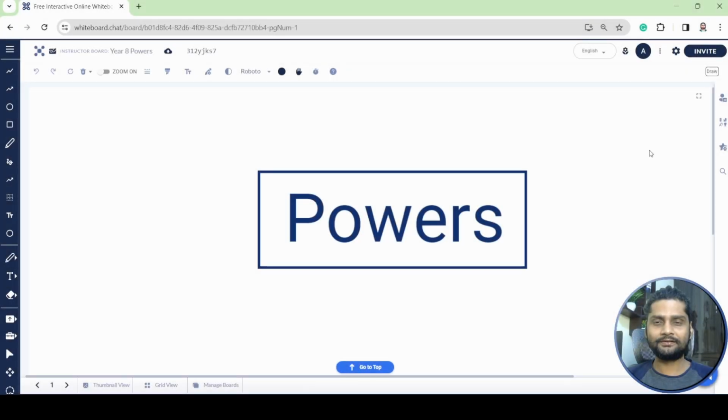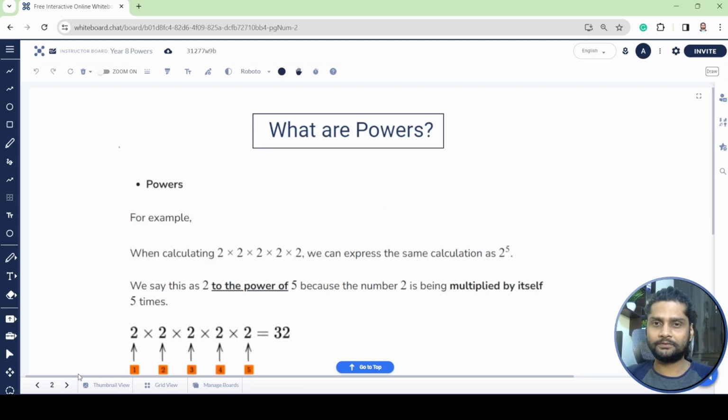Hello dear students, in this lesson we are going to talk about powers or exponents. First of all, let's try to understand what powers or exponents are. We can also call them index, or in plural, indices.